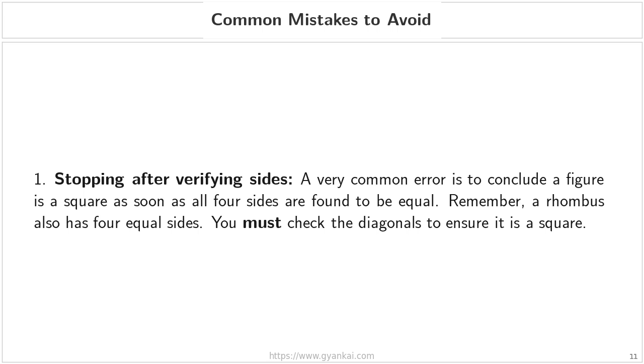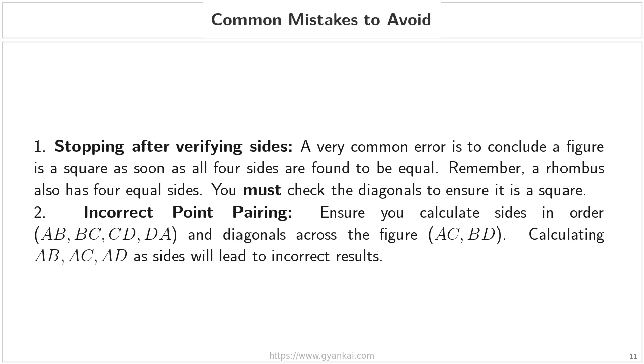Second, pay close attention to your point pairing. When you are working with points A, B, C, and D, you must calculate the sides in their proper sequence, which is AB, BC, CD, and DA. Then, you must calculate the diagonals across the figure, which are AC and BD. If you accidentally pick a diagonal and treat it as a side, for example, calculating AB, AC, and AD as sides, your entire verification will be mathematically incorrect.